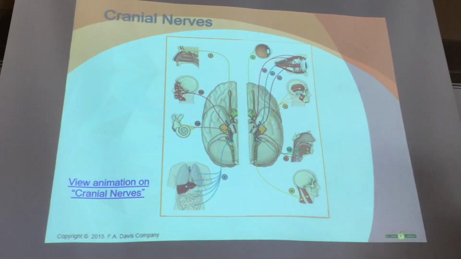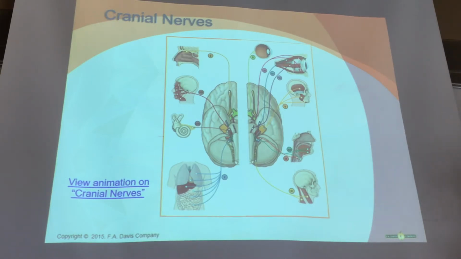Cranial nerve number 10. This is a biggie. This is one that's really, really important. What's this one called? Vagus. The vagus is sensory, motor, or both? Both. What big function does the vagus control? Very important function.